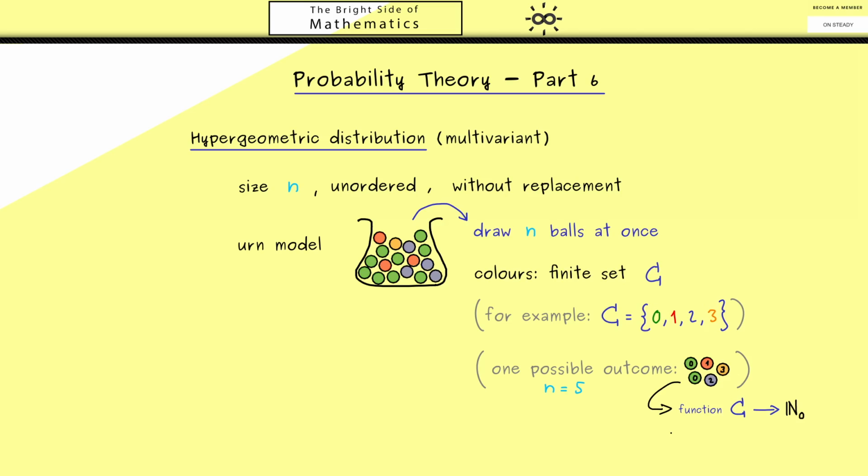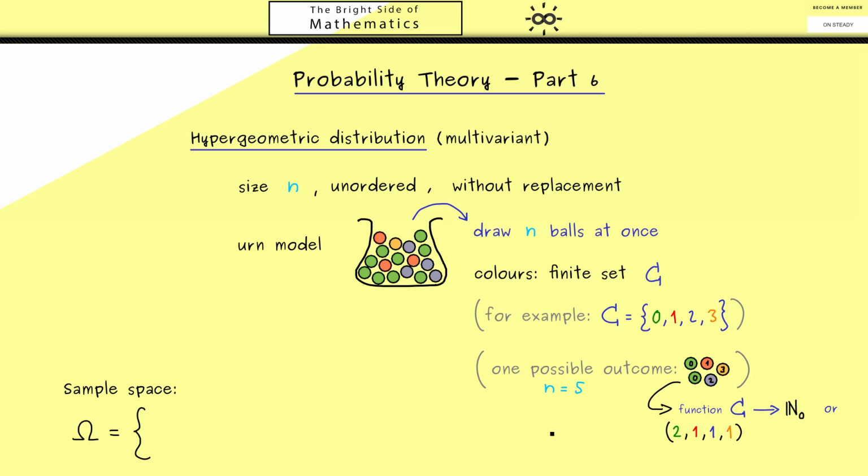Because then we can rewrite this function into a tuple with 4 coordinates. So in this example here we would have 2 green balls, 1 red one, 1 blue one and 1 orange one. So what we always should have is that the sum of all these numbers is equal to 5. Then this could be a possible outcome of our random experiment here. Okay, now with this knowledge we are able to write down the sample space omega.